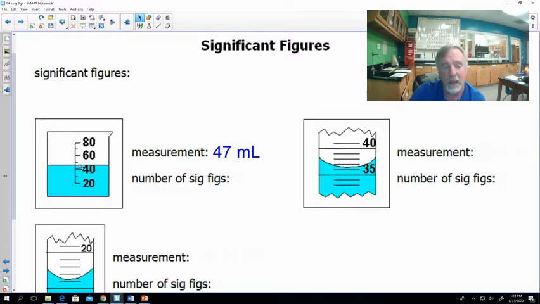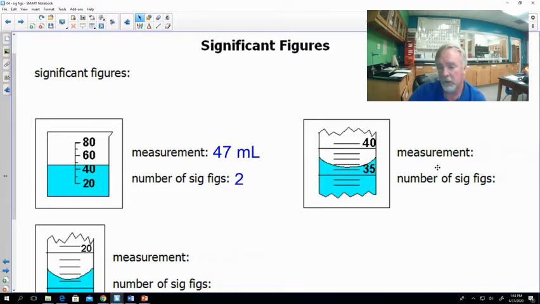Now, quick refresher, this tool can measure to tens of milliliters. We're going to estimate that last digit. In this case, it's the 7. We can't just read it right off of the tool. We have to estimate where it is between those two tick marks. So 47 milliliters is our measurement. How many sig figs do we have here? Well, you got 2 of them there. A 4 and a 7. That's 2 sig figs.